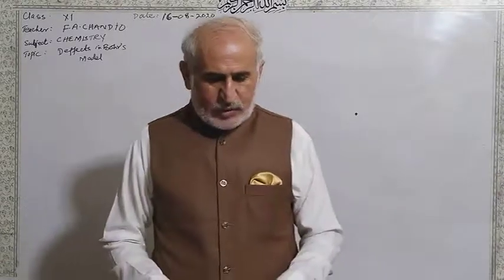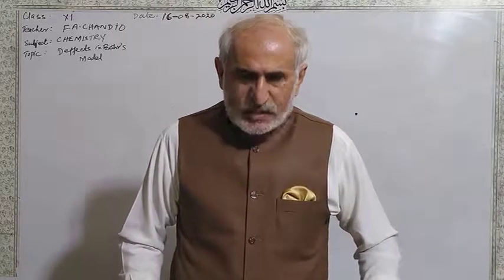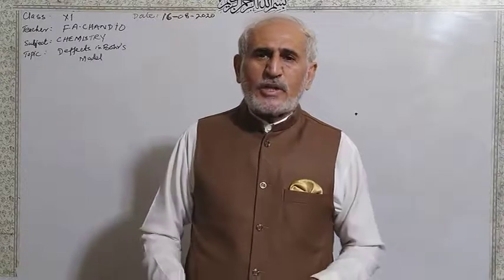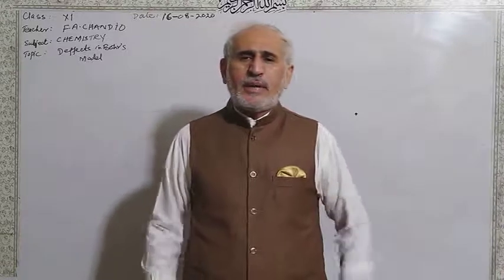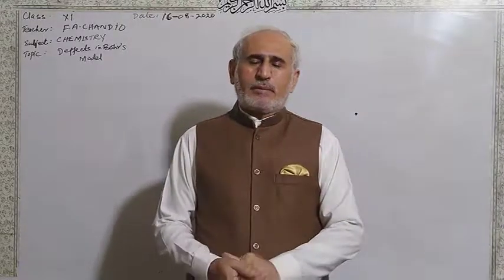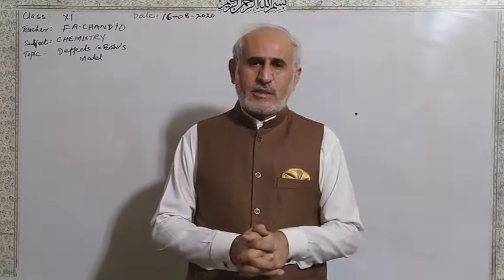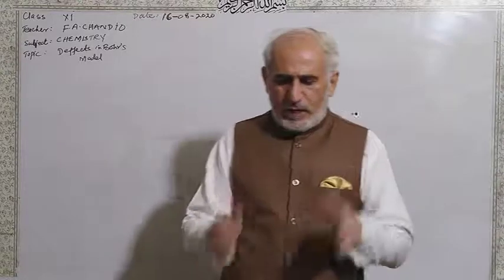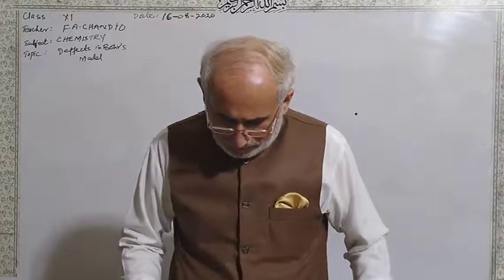In the previous lectures, we covered up to the wave number. Now, in first year chemistry, we start the topic: defects of Bohr's atomic model. Dear students, Bohr's atomic model depends upon the circular motion of the electrons in orbits, a circular path. According to this model, we have to see what the defects are.